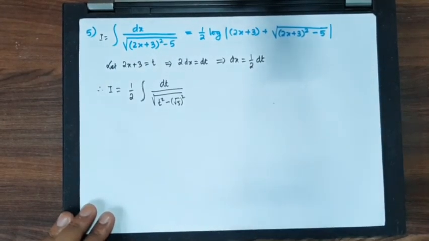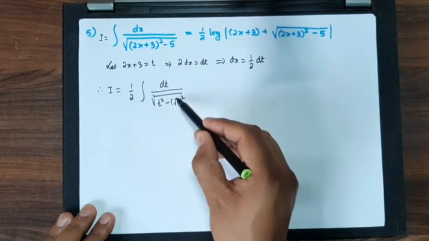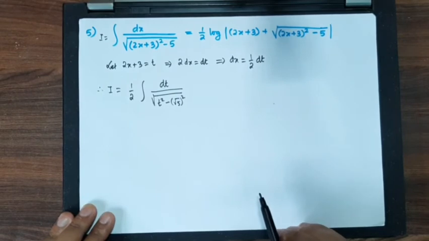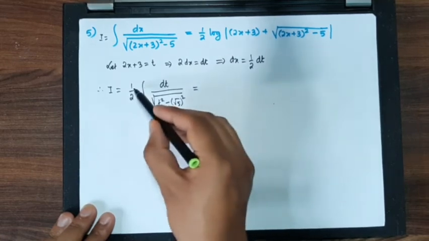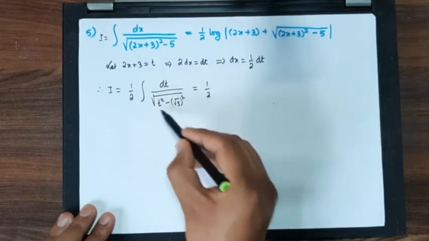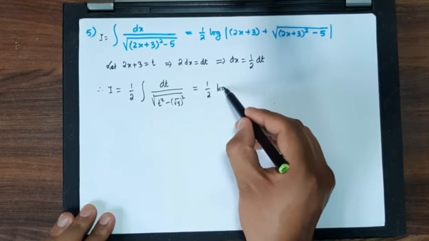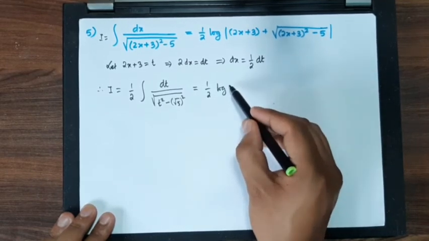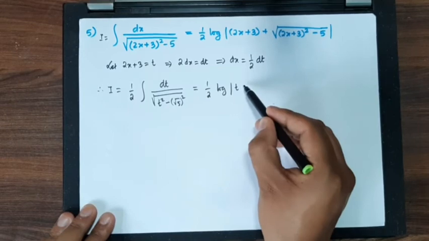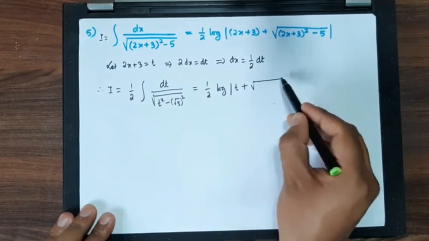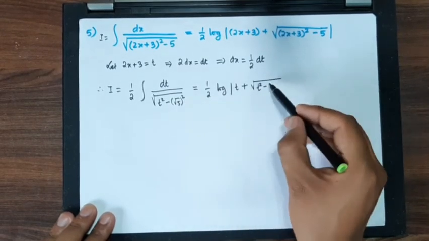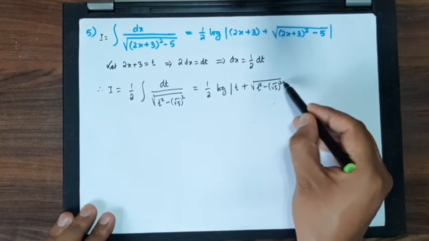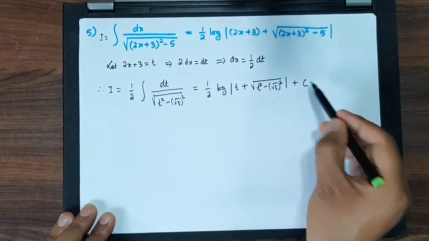Yes or no? Now if I compare this with the standard form, this is my x and root 5 will be my a. And we know the formula for this. So we will write the half first. The formula for this integral will be equal to log x plus square root of x square minus a square, and x is t, so t plus square root of t square minus a square, and a square is root 5 square. Is that clear? With constant of integration.